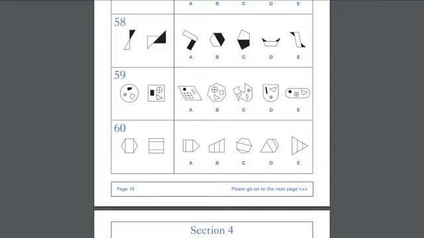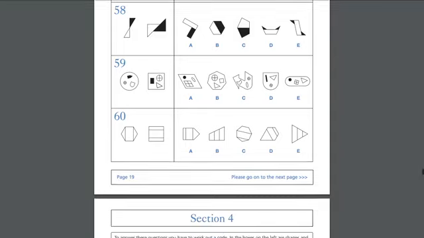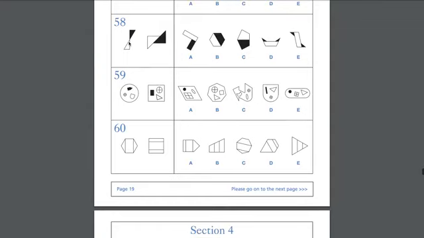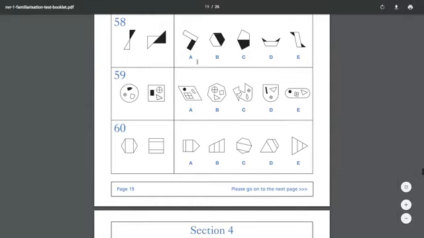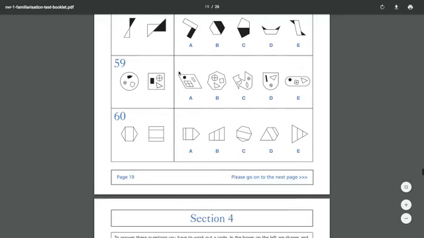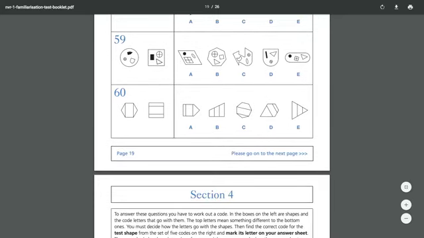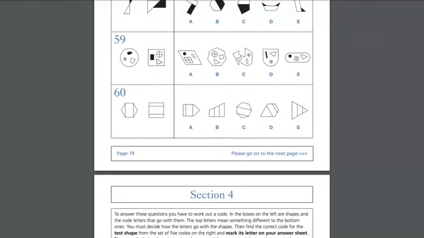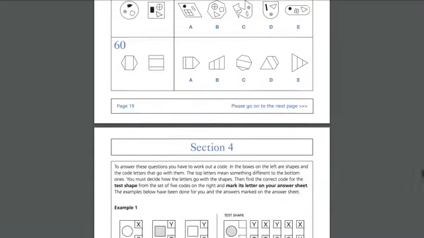58 is, yeah, it's B. Good. Because all these shapes, you need to look at the sides or the shaded one. We don't have a shape like this one here, like the C. Sorry, 58 is B, it's not C. If you look at this one here and look at the others, which one looks about 59? 59 is B, good. And 60? 60 is E. So we are on the last section now.